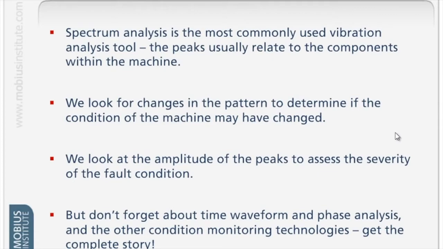What we do is we take routine measurements according to the PF interval, or the rate of failure, and we look for changes in amplitude, we look for new peaks that are appearing, we look for sidebands and harmonics, and generally we're looking at the pattern to try and tell what's going on and how severe it is and how quickly it's changing, which tells us how quickly we need to take that maintenance action. So we try to assess the condition from the pattern and the severity from the amplitude, basically.